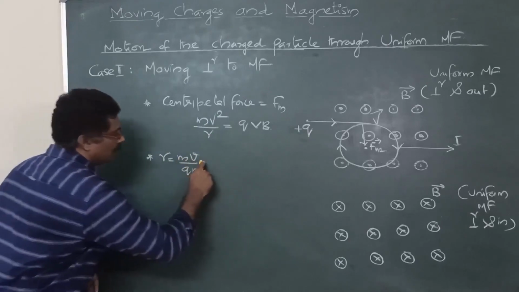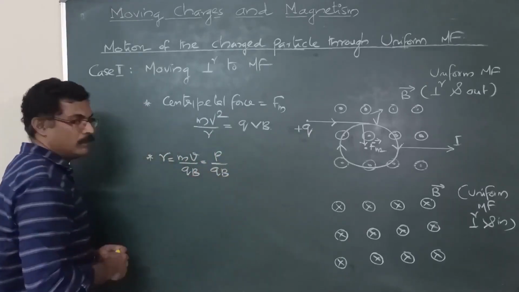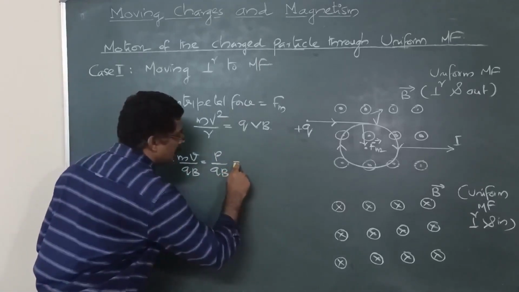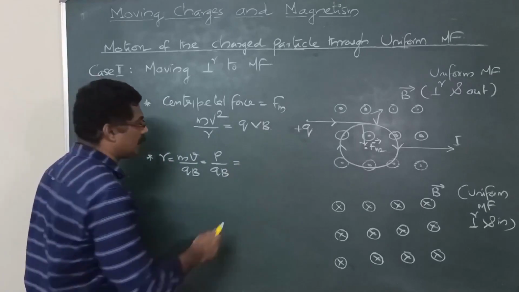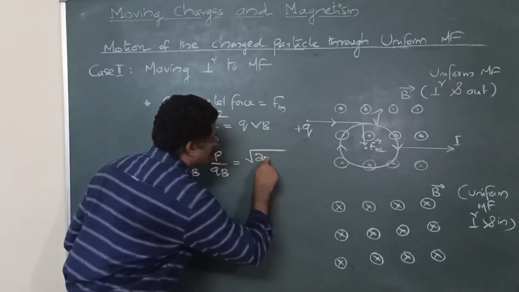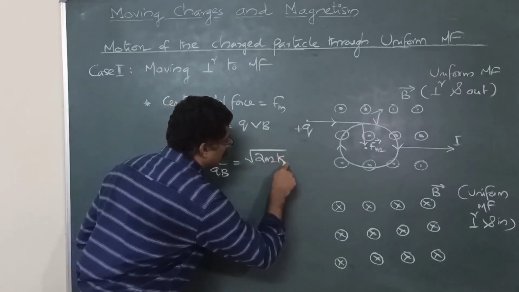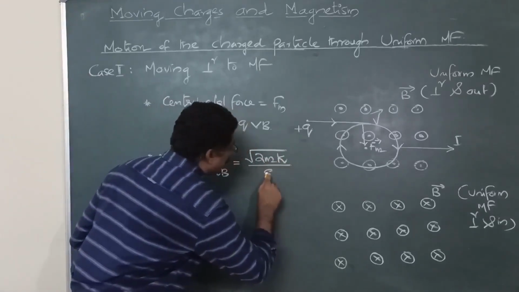What is m into v? It is equal to momentum, that is p, so r = p/qB. And what is the momentum in terms of kinetic energy? If you are given the kinetic energy of the particle, we know that momentum is equal to root of 2mK, where K is the kinetic energy, so r = root of 2mK divided by qB.